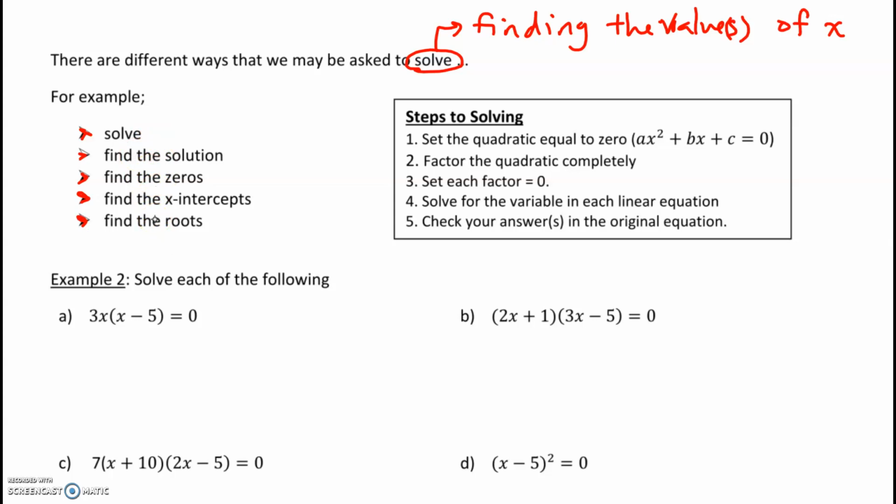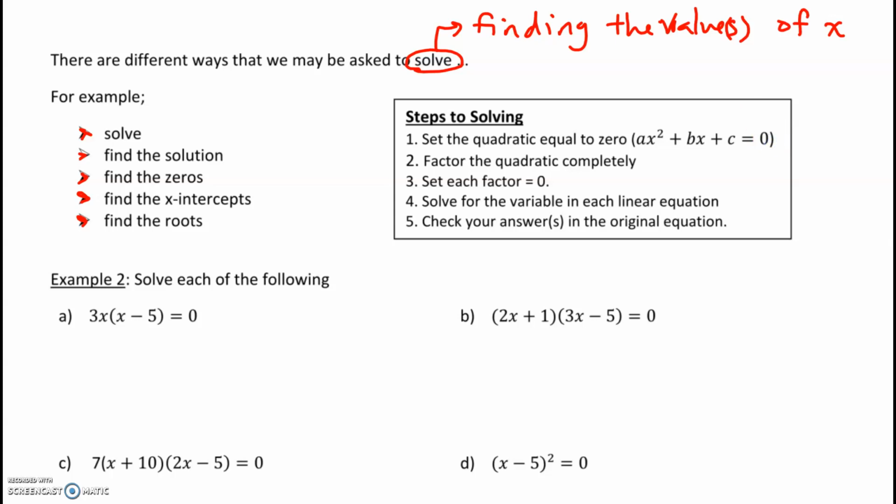And then here's the steps. So the first step to solving is to set the quadratic equation equal to 0. It must be equal to 0. And we saw that in our last unit, if we're finding the zeros, the x-intercepts, we always let y equal 0. Okay, that's where y would normally go. We have to make sure it equals 0.